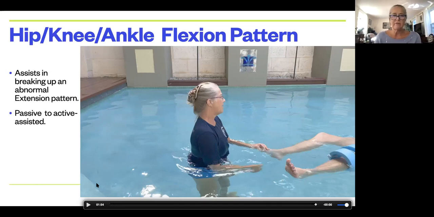Other things that are helpful to break up that abnormal extension pattern would be bobbing in the pool, going up and down, bobbing with the knees out. So you're going down into that external rotation of the hip, a flexion of the knee. So you're breaking up the extension. Supine to standing is a good one, because if you're supine, you've got to come forward into flexion. You have to bend at the hips, bend at the knees, and go into standing, which is a dorsiflexion.